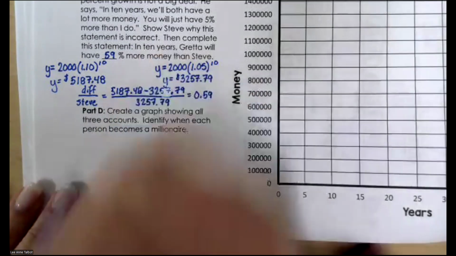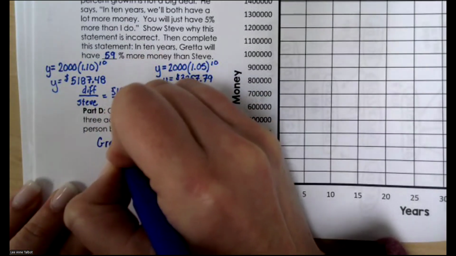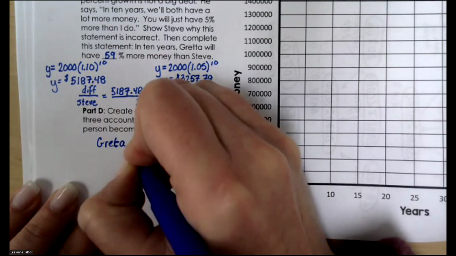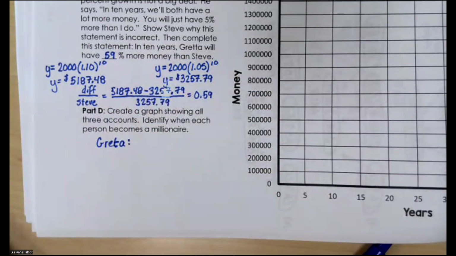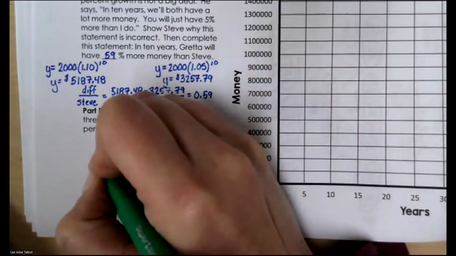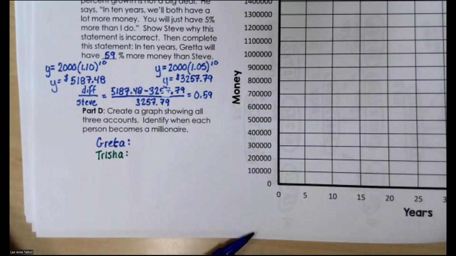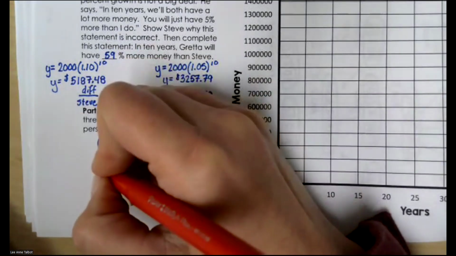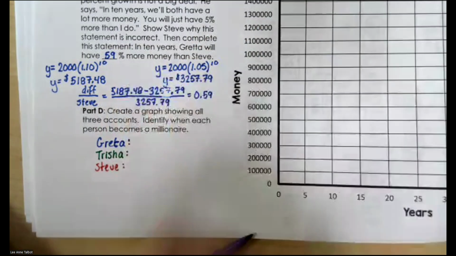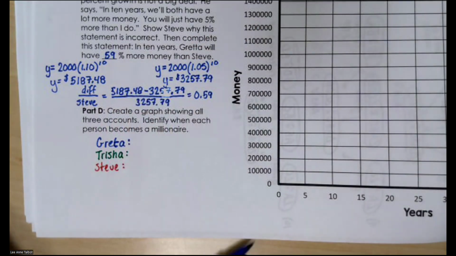Okay, so I'm gonna do this in 3 colors. I'm gonna do Greta in blue. I'm gonna do Trisha in green. And I'm going to do Steve in red. And if you don't have colored pens, just do like solid, dashed and dotted or something. It doesn't have to be anything fancy. Okay.